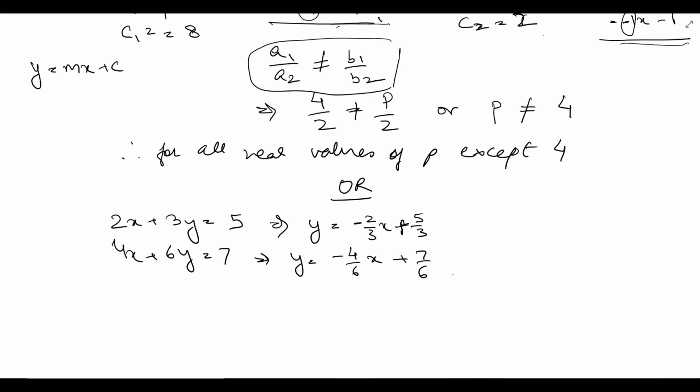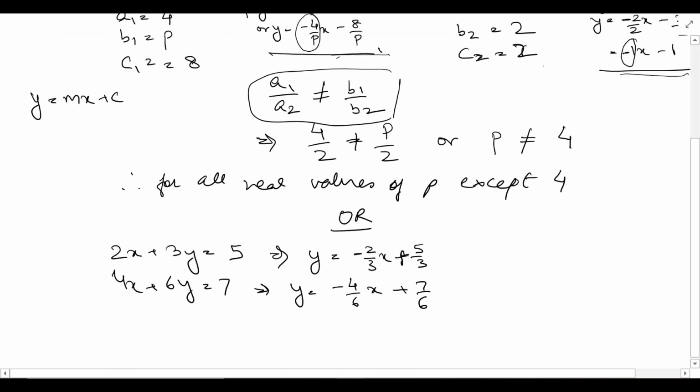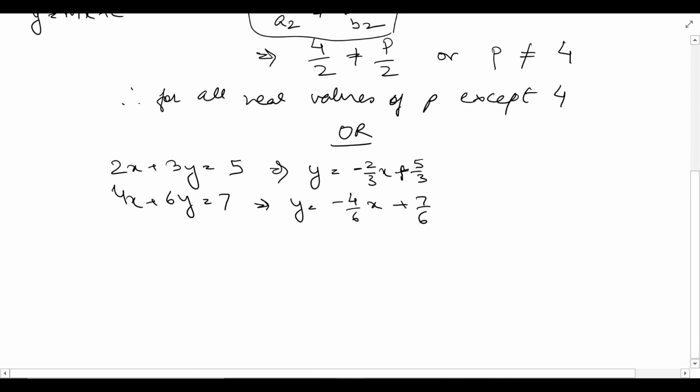So again, we are asking what type of straight lines will be represented. Will it be parallel? What kind of lines will be there? So A1 here is equal to 2 and B1 equal to 3, and A2 equal to 4 and B2 equal to 6, and C1 is 5 and C2 is equal to 7 here.